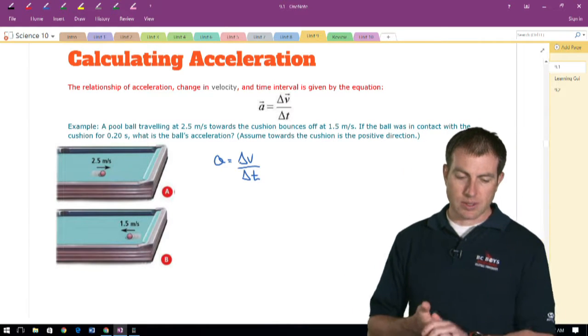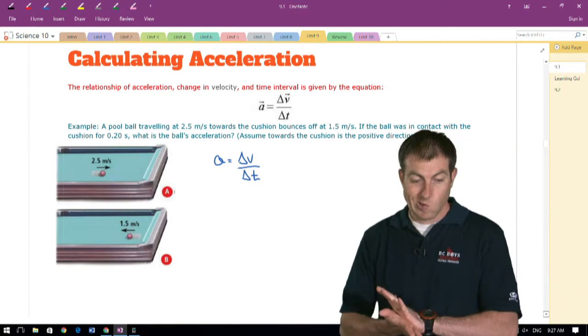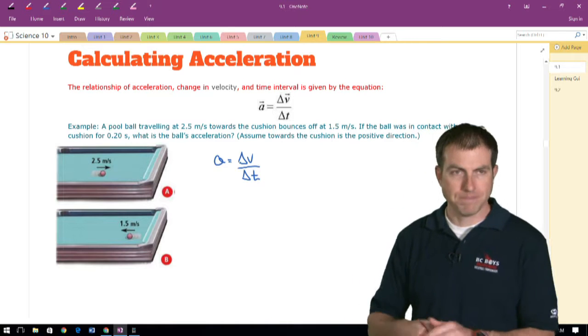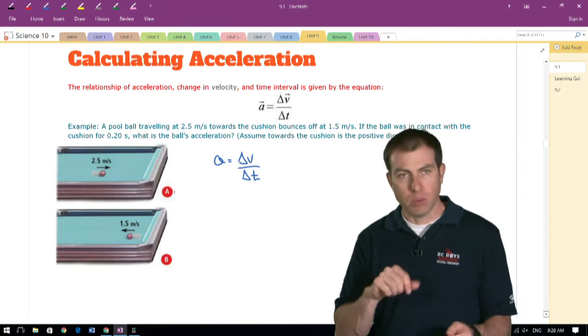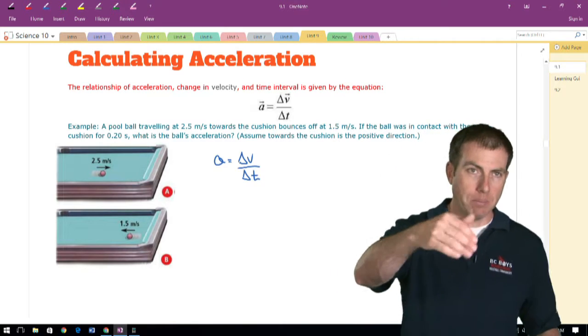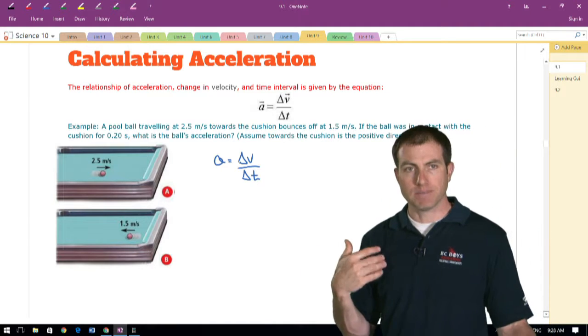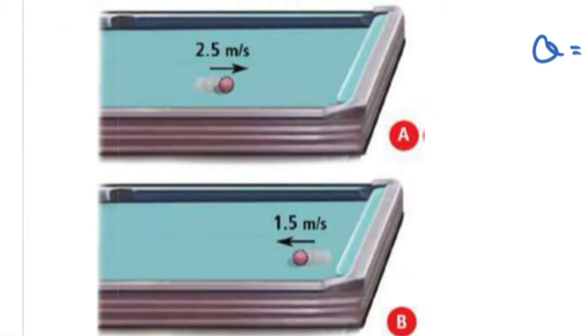So let's look at an example here where we have a pool ball. You hit the pool ball, it hits the bumper on the end, and it bounces back, traveling the opposite direction. So let's say you initially hit it at 2.5 meters per second, it hits the wall, and it bounces off the wall at 1.5 meters per second. So it slows down a little bit while it changed its velocity in hitting the wall there.